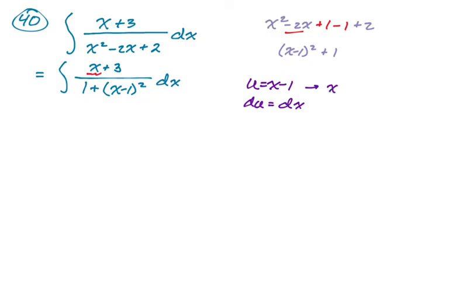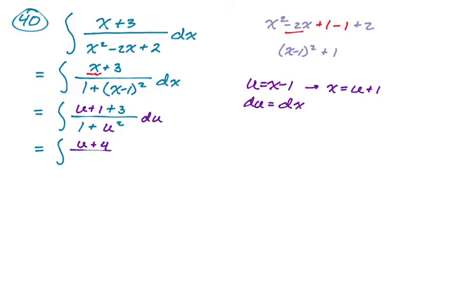So based on this, x is actually just u plus 1. Let's substitute u plus 1 for that x. So we will get u plus 1 plus 3 over 1 plus u squared, and then du. All right, this is coming together. So we'll have u plus 4 over 1 plus u squared du.